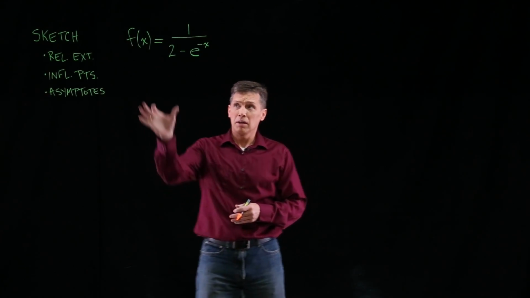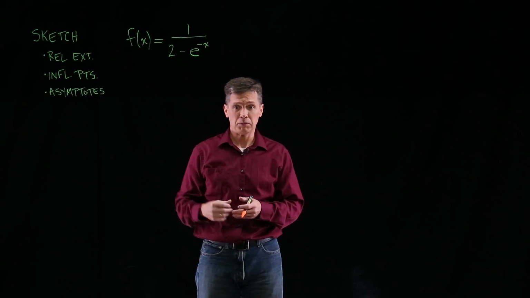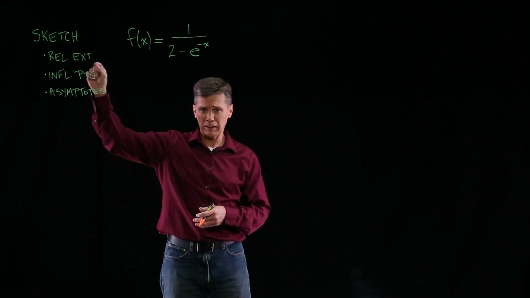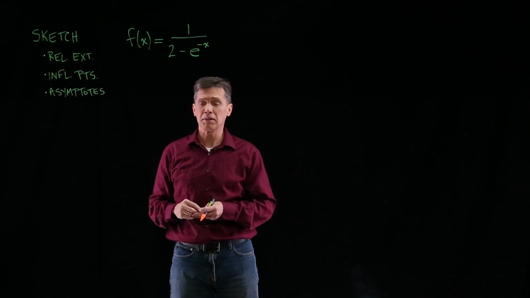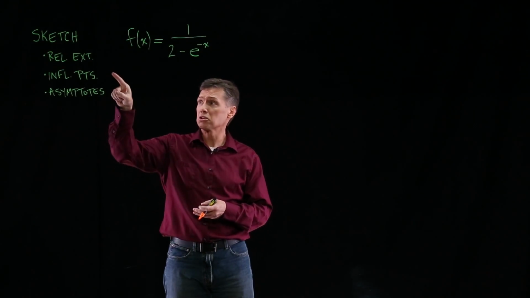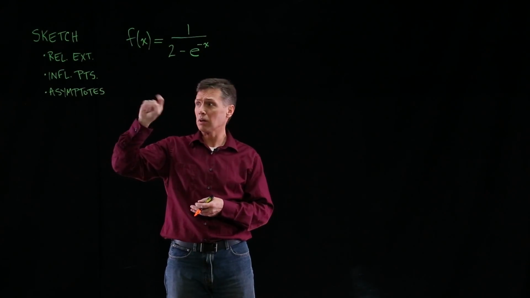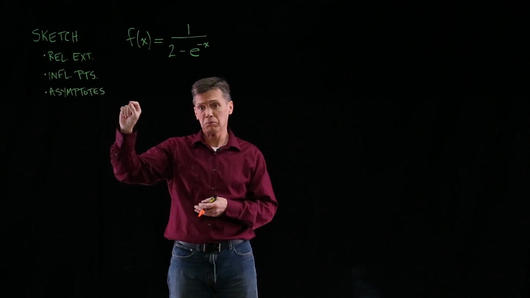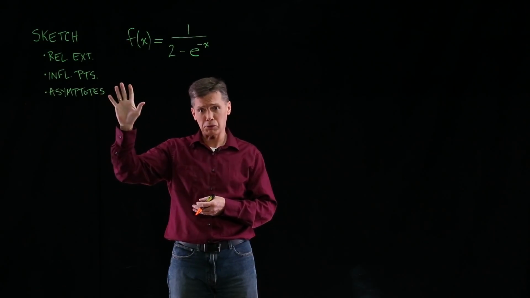Okay, in this problem, they give us this function f of x, and what we're asked to do is to analyze and sketch the graph of this function, and they even specify to make sure that we label our relative extrema, our inflection points, and our asymptotes. This is familiar territory to you.